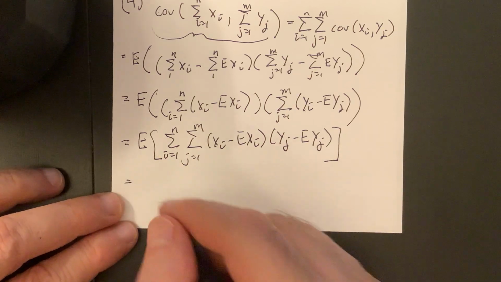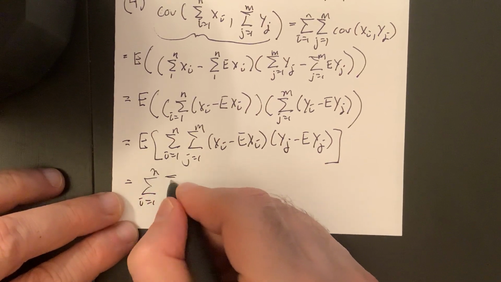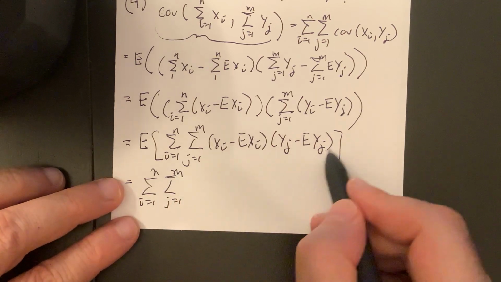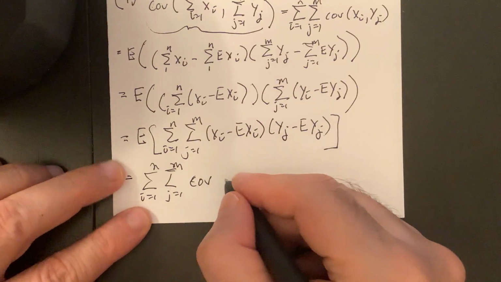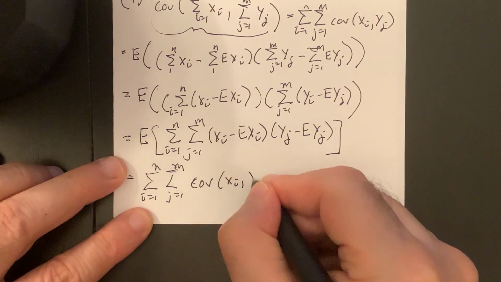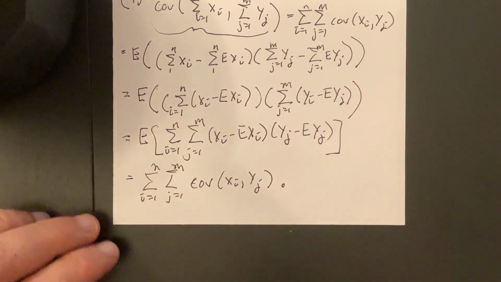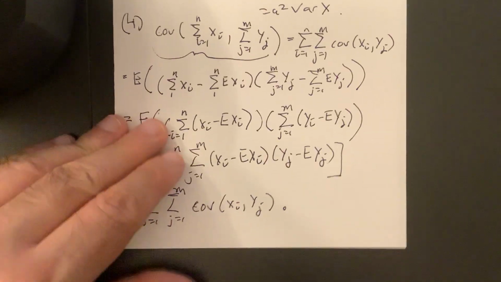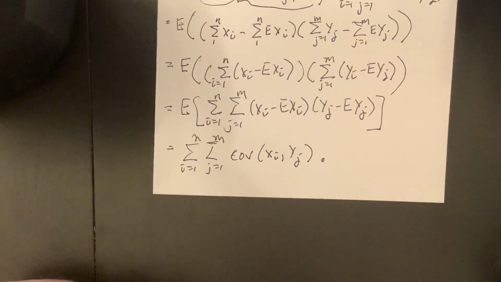We know the expected value of a sum is the sum of the expected values. So I have i equal 1 to n, j equal 1 to m, E of the whole thing. But what is E of this? It's just the covariance of Xi, Yj. So that's your result there. That's very useful. So you can just match up pairs like that in a double sum.